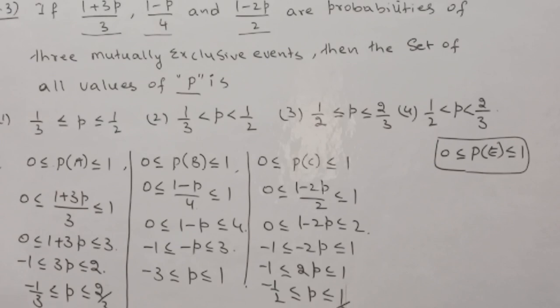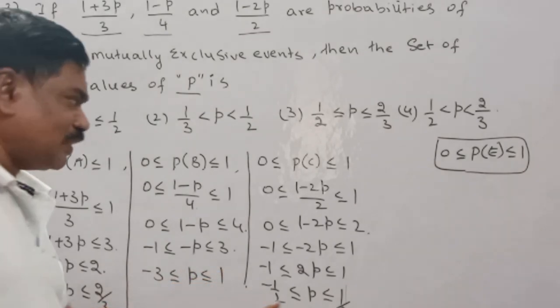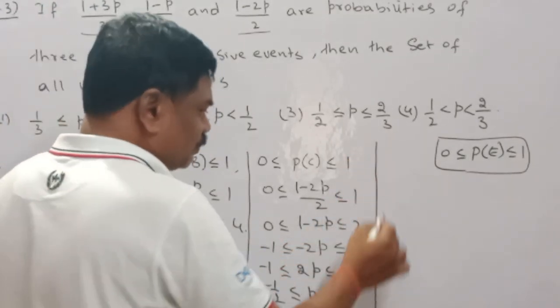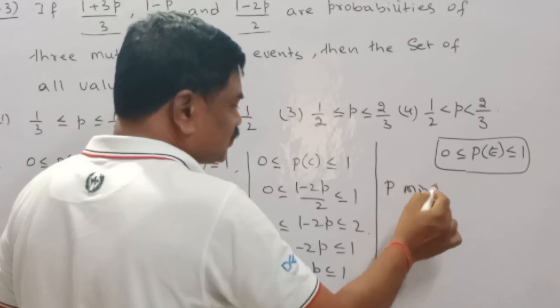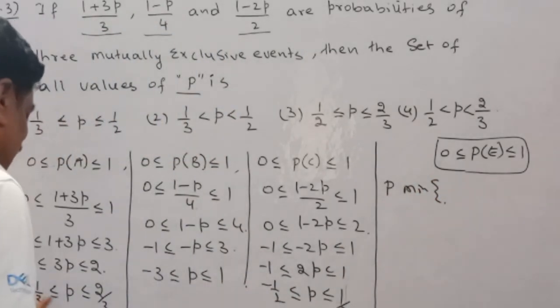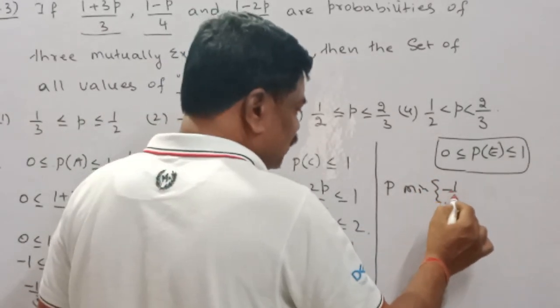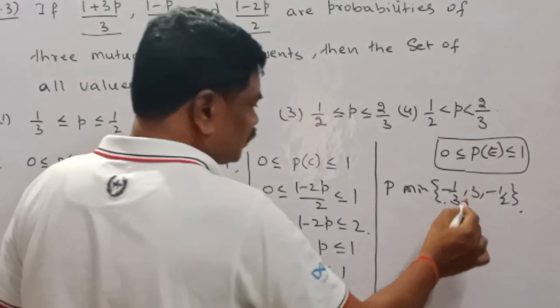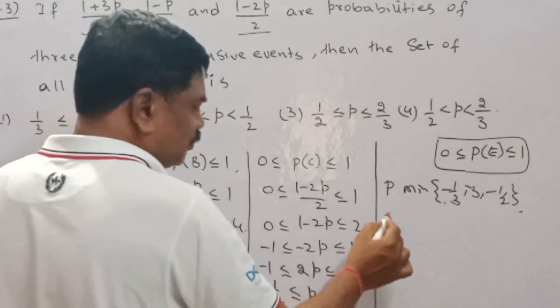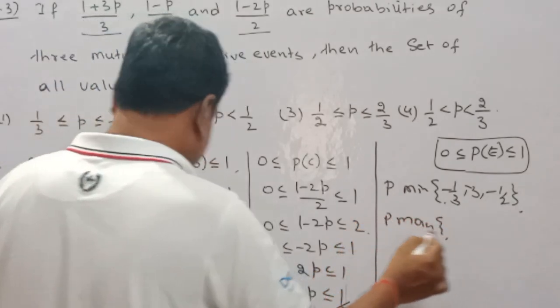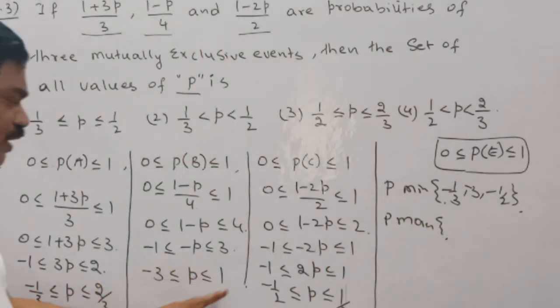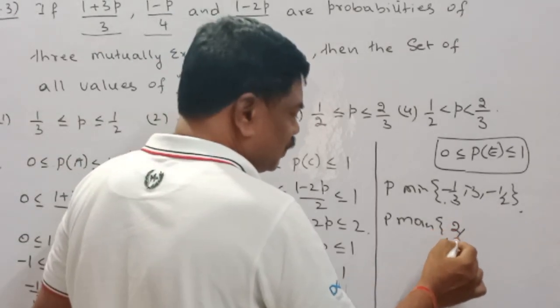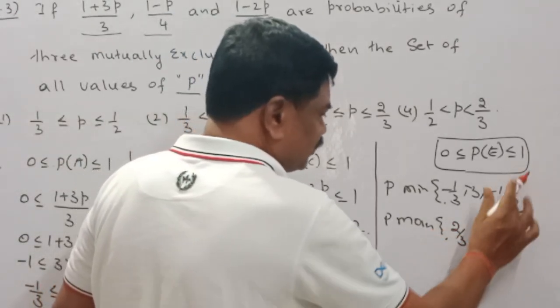Okay, all of you. Here you see the p values. The minimum values of p are minus 1 by 3, minus 3, minus 1 by 2. And the maximum values of p are what? 2 by 3, 1, 1 by 2.